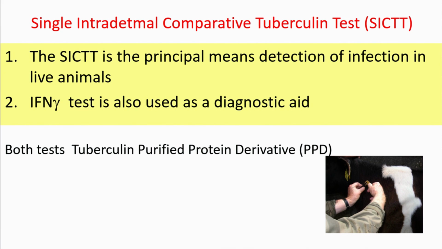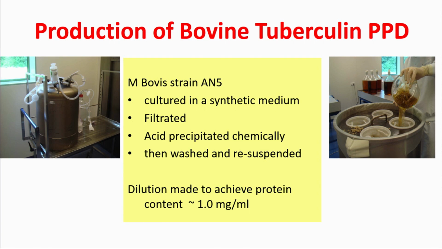These tests then use purified protein derivatives, and I'll try and explain what that is on the manufacture of bovine tuberculins. It's manufactured from culture and growth of the strain AN5, cultured in a synthetic medium, filtrated, acid precipitated, and then washed and resuspended many times until we get a dilution of about 1 milligram per ml. And then that's adjusted depending on the potency tests in guinea pigs in the laboratories.